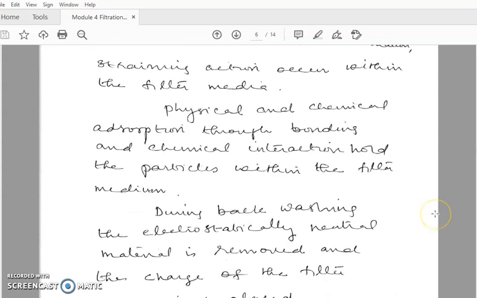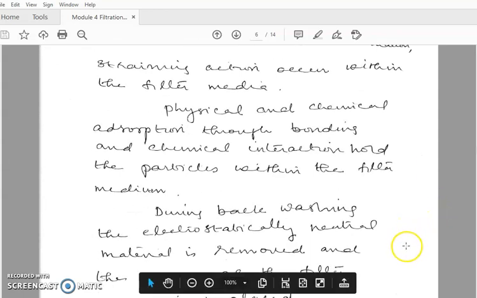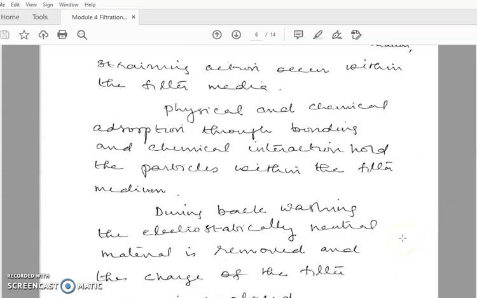But we know that the sand particles already have positive charges. Now because of the sedimentation or the deposits, they lose their positive charge. But we want to regain the polarity. So what you have to do, you have to clean the media at regular intervals. That is termed as backwashing or cleaning of the media.